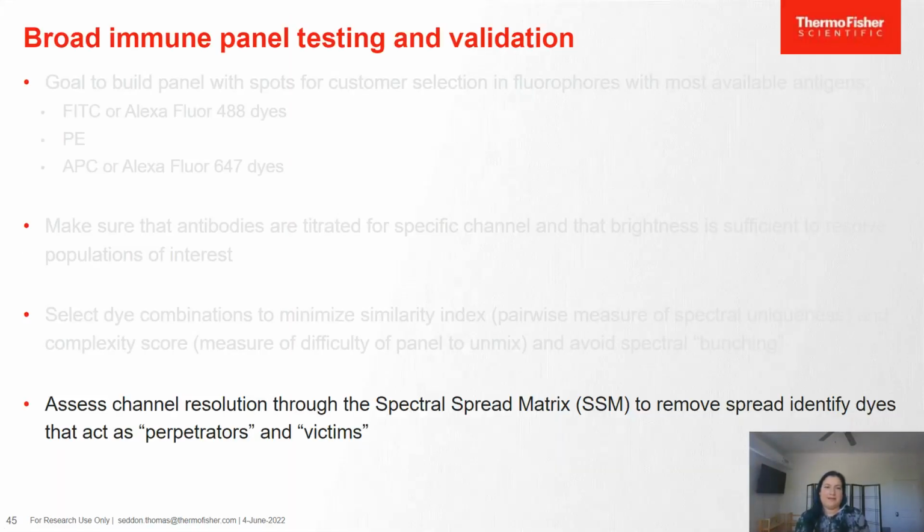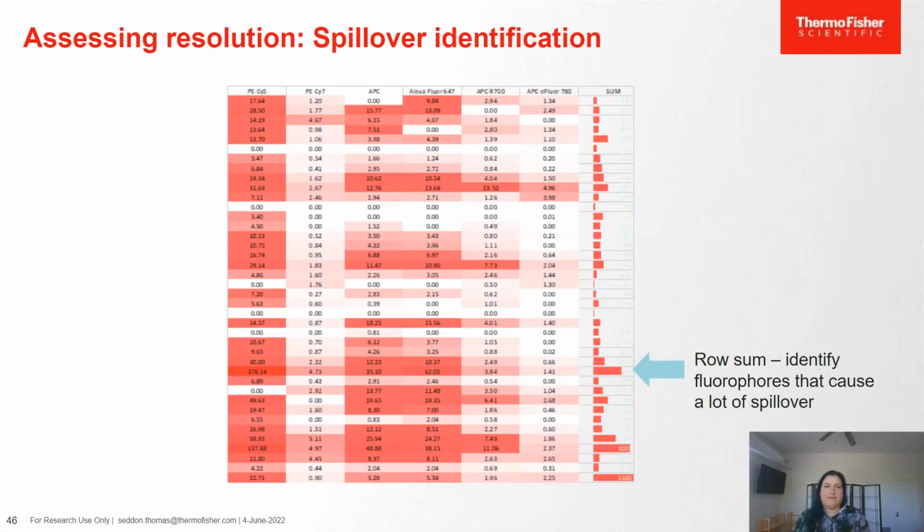And last, as you start to build and test your panel, you really want to assess channel resolution through the spectral spread matrix to avoid spread and identify dyes that act as perpetrators and victims. So how do you do that? If you actually are in FlowJo, and I believe it's also available in FCS Express, you can generate this spectral spread matrix. And what this does is give you a relative indication of the spread.